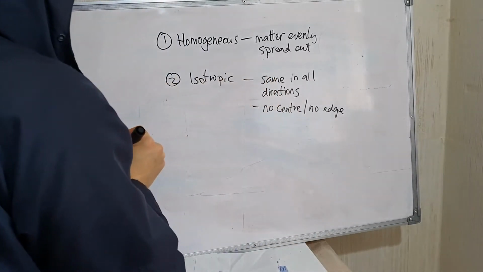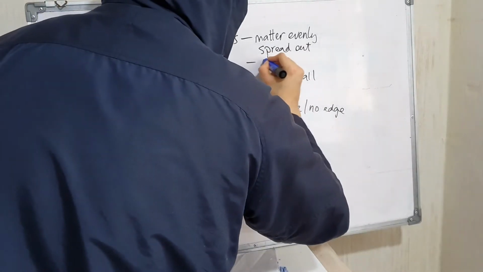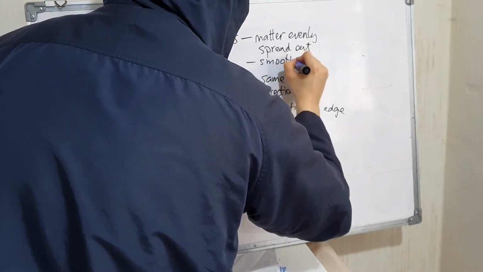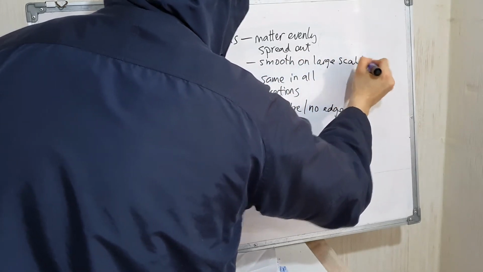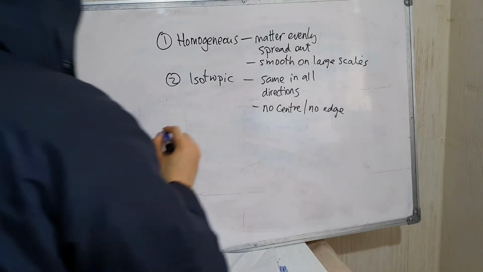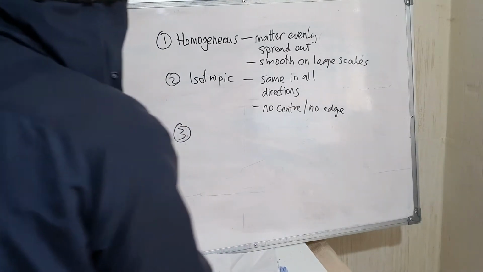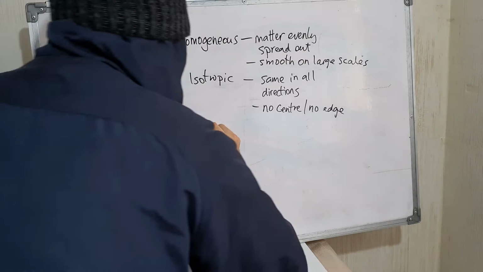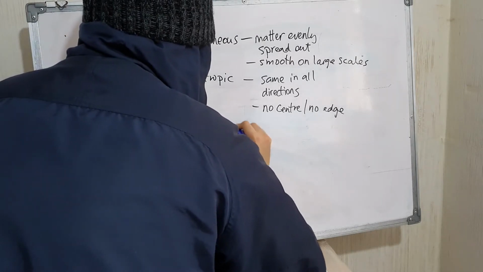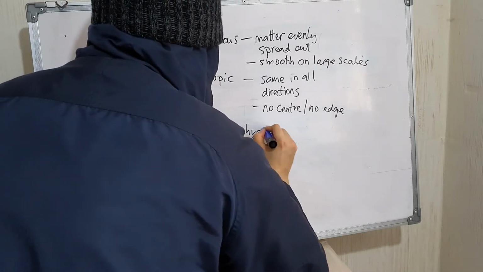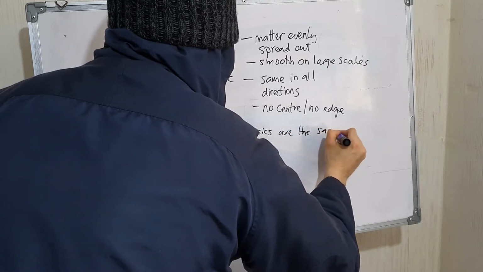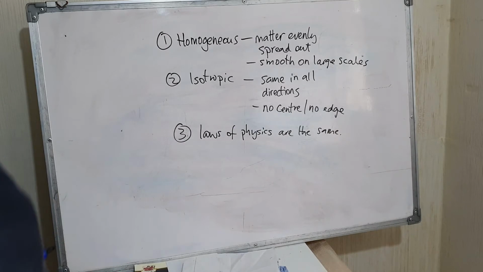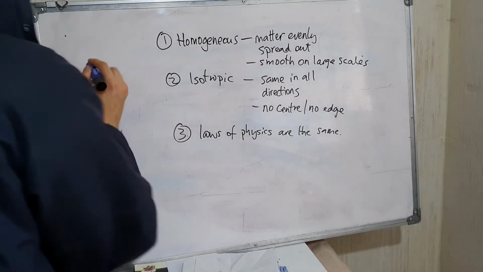The first one implies that it is smooth on large scales. Okay, and then number three, the laws of physics are the same. The laws of physics are the same. So these are cosmological principles.